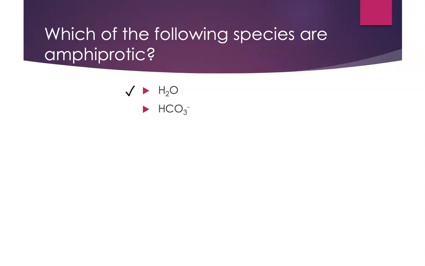Can it accept a hydrogen ion? Yes, it can do that and form carbonic acid. So that is an amphiprotic species. What about sulfate ion? Well, I'm looking at the formula, and yeah, it could form hydrogen sulfate ion, but it doesn't have a hydrogen ion to give away. So that is not an amphiprotic species.